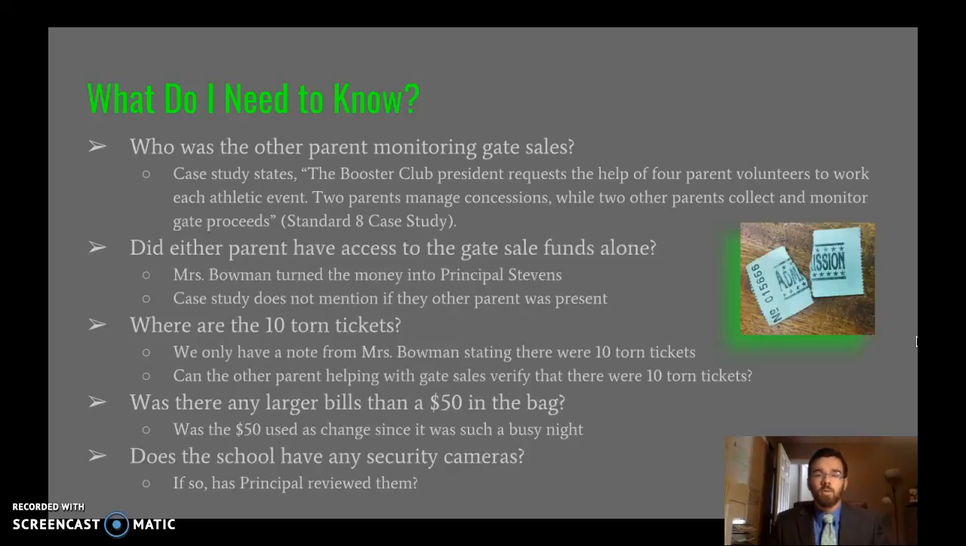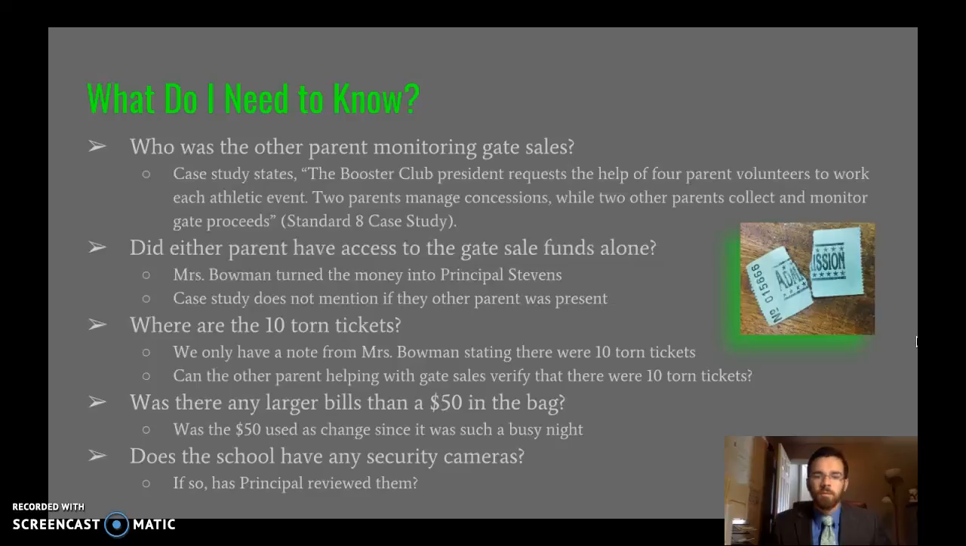So where are these 10 torn tickets? We do need to find them. They are numbered tickets, so we need to be able to find them. We only have a note from Mrs. Bowman stating they were 10 torn tickets. Where did she throw them away? What did she do with them? Can the other parent helping with the gate sales verify? If there's 10 that are being thrown away, both parents are going to realize this. So we need to interview that parent absolutely.